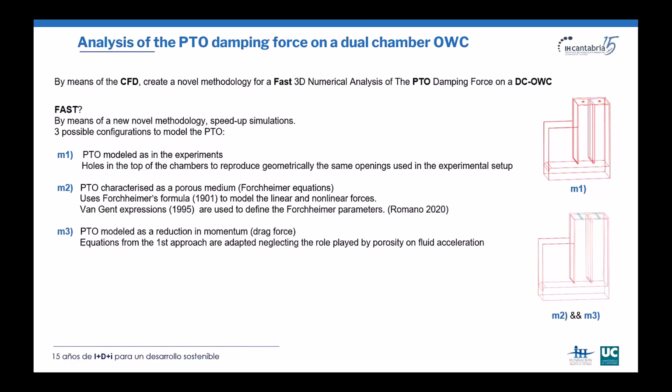So as we were going to try things fast, we're going to be using 3 approaches. The first approach is to model the PTO as in the experiments, as we can see here, which means holes in the top of the chambers to reproduce geometrically the same openings used in the experimental setup, exact geometry. The second one, we're going to model our PTO using our porous media solver, the one I have already presented, following the Forchheimer equations. And the third one is to add directly a drag force in the momentum equation.